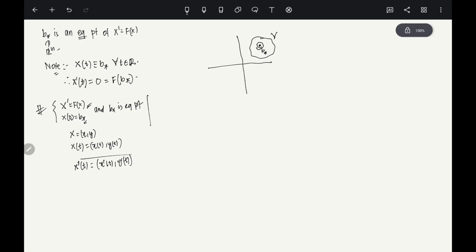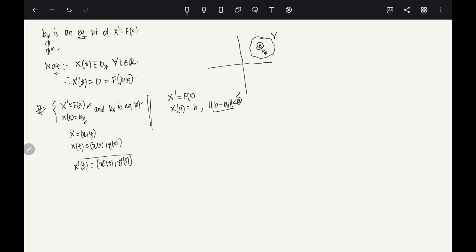So this is the original solution. Corresponding to B star, we know there is a solution which is given by B star itself. And let's say you again look at this problem, x prime equals f of x, with x at the point 0 equal to B, where B minus B star is extremely small, very small. So I am choosing B from a very, very small neighborhood, let's say delta of B star.